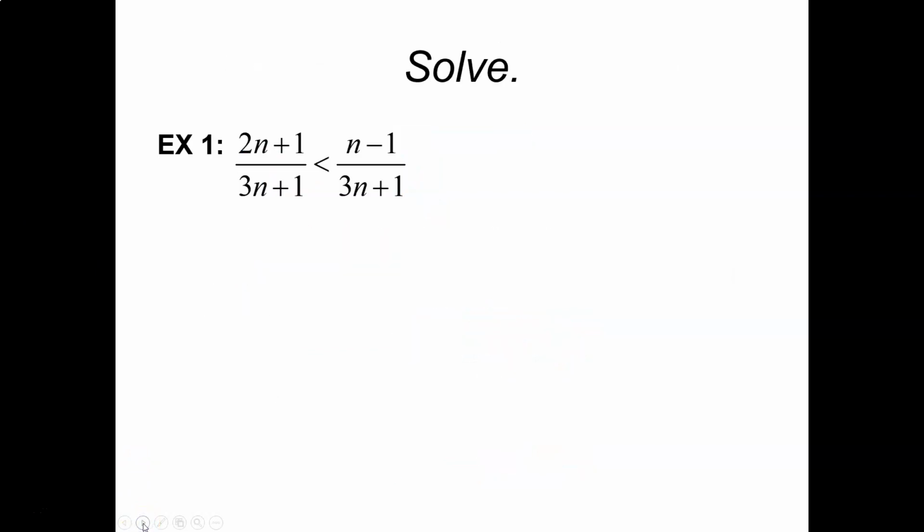So here's another one. This problem, you do already have common denominators. If that was an equal sign, we could just mark the denominators out, but it is not. So we cannot do that. It'll cause you to miss parts of your answers if you do it. So for this problem, we want to move everything to one side, which will look like this: 2n plus 1 over 3n plus 1 minus n minus 1 over 3n plus 1, and that'll be less than 0.